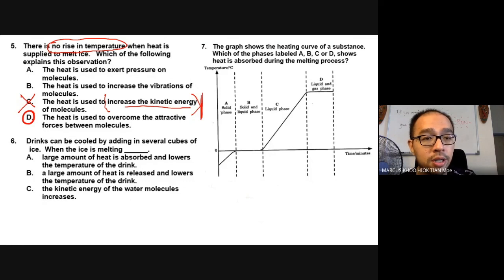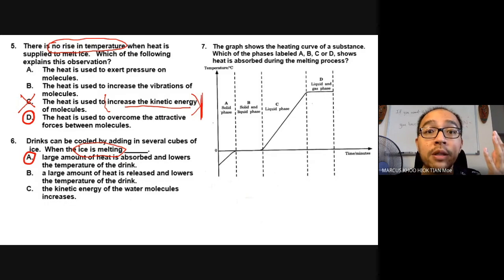Okay, number 6, drinks can be cooled by adding in several cubes of ice. When the ice is melting, a large amount of heat is absorbed, and this lowers the temperature of the drink. Because ice is melting, when ice melts, the heat goes into the ice. But the heat comes from where? The heat comes from the water.